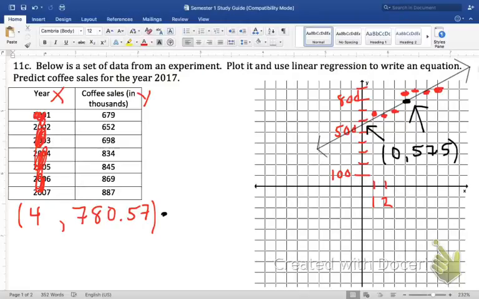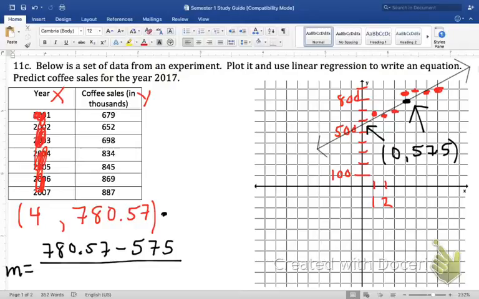Boom. So now all I have to do is find the slope between the y-intercept and the balance point, and that'll be the slope of my line. Whoop, mistake here. I got to do the y's first. So I'm going to do 780 and 57 hundredths minus 575. And then I'm going to subtract the x's. I'm going to do 4 minus 0.